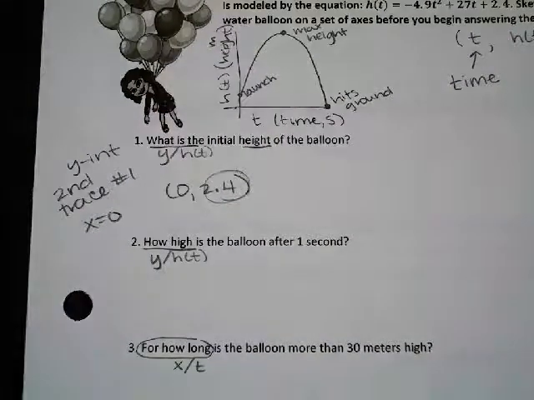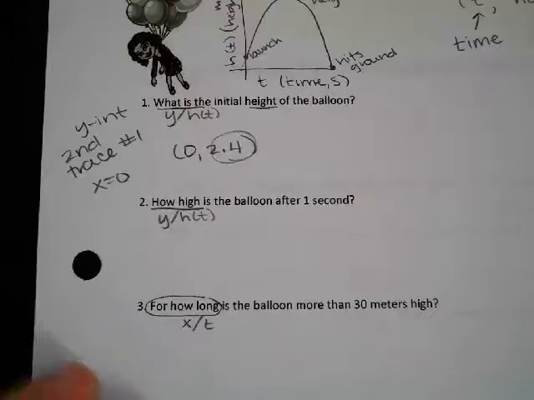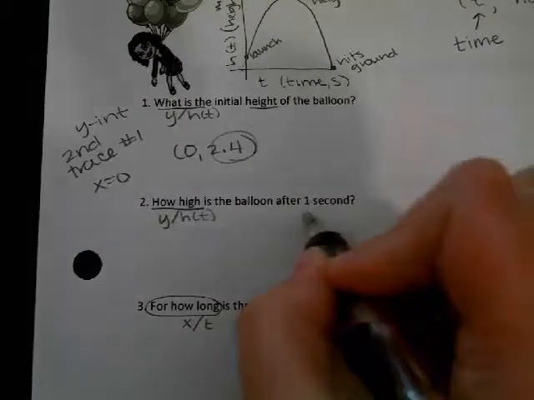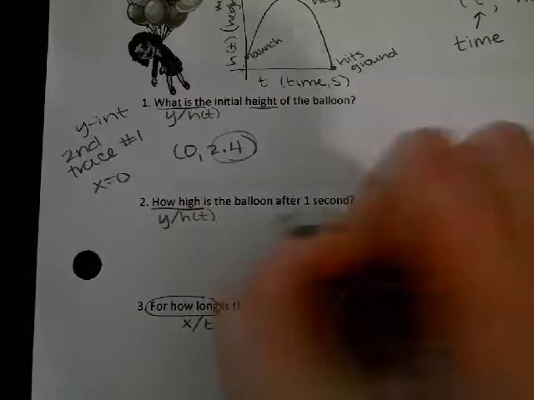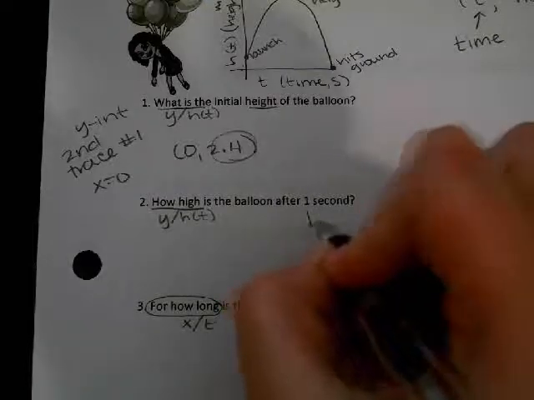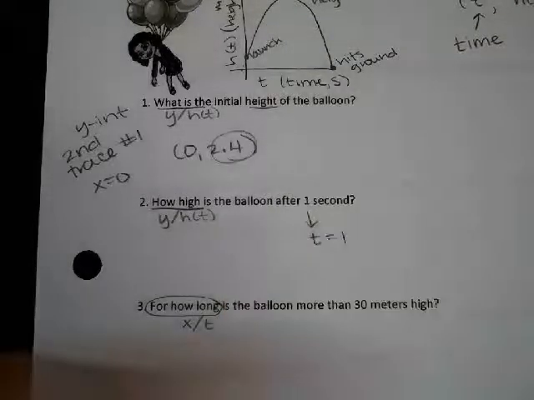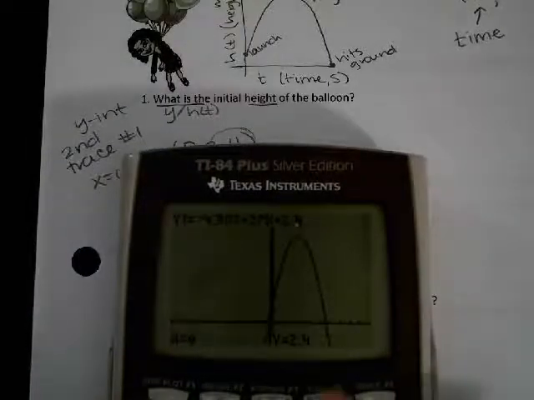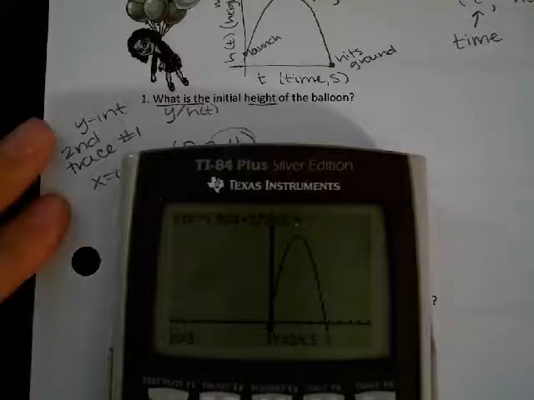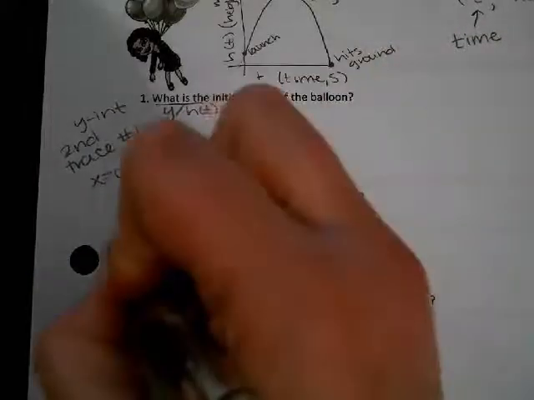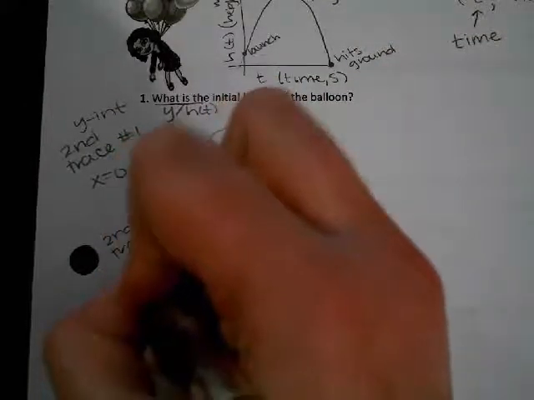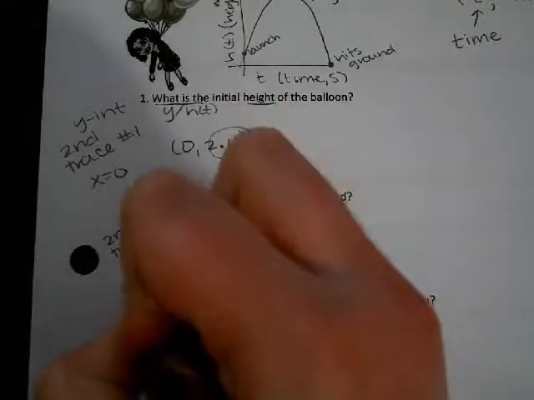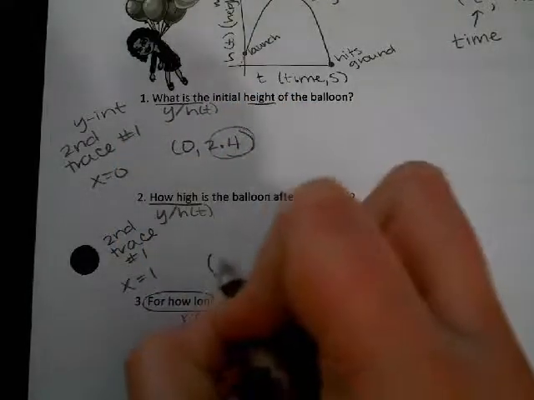I'm going to go ahead and just write all my answers down, and then I'll put my sentences in a little bit. So the next question, how high is the balloon after 1 second? So this is giving me a value to plug in. That means that I'm going to plug in t equals 1, or x equals 1. So I'm going to plug in any x value I want, second trace, plug in 1. 24.5. So second trace, number 1, x equals 1. So I get (1, 24.5).